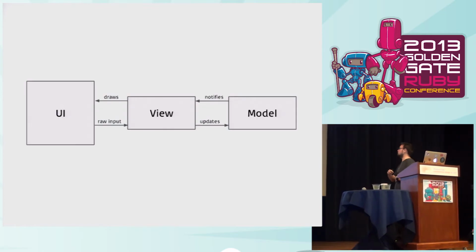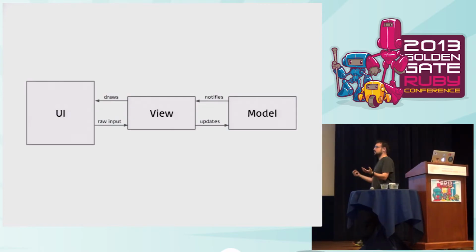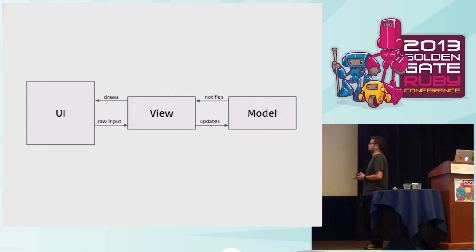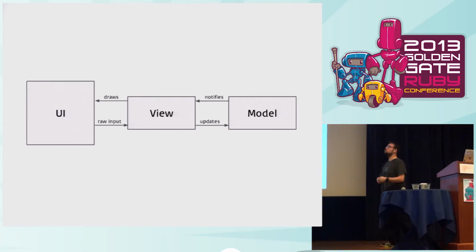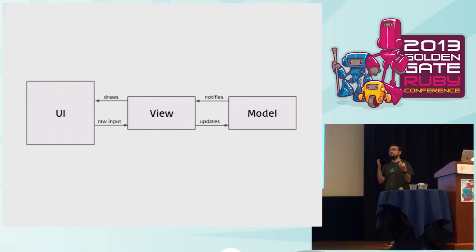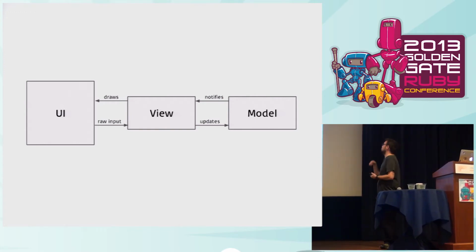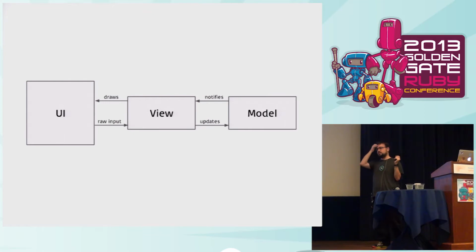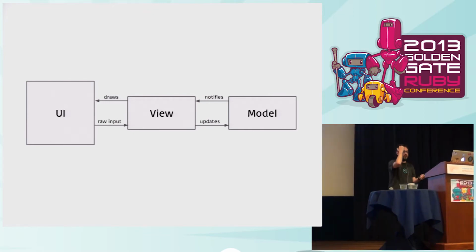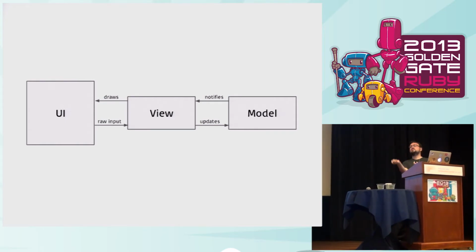And here is basically what it looks like. You have a UI, so the UI is like a graphics context. The UI has raw input. The view basically takes the raw input, figures out what to do with the raw input, updates the model. The model then notifies the view, and importantly, this is an observer relationship, so the model doesn't know anything about the view, it's just notifying the view. And then the view says, oh, I can see the model changes, I'm going to go update the UI. So this is the Backbone model.